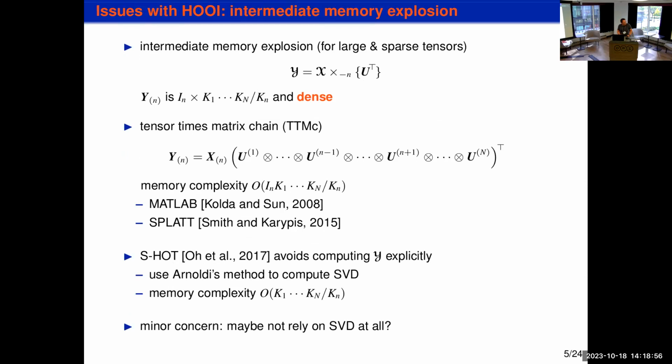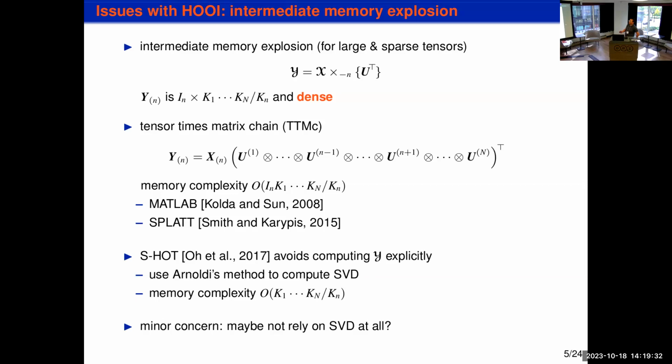But it's not without issues. So here are a few issues that we identified with this algorithm, and hopefully we can address them with the new algorithm. The most important one is the intermediate memory explosion. As I said just before, you're going to construct this tensor by mode-multiplying the n minus one factor matrices. So the size of it is in one dimension, and then k multiplied by everything except the nth one on the other. But, you know, here's the thing.